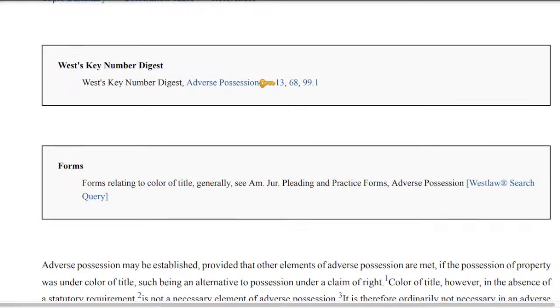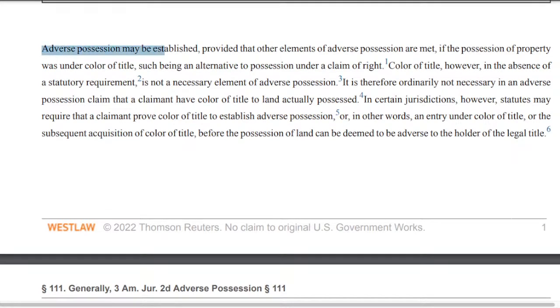So section 111, generally: adverse possession may be established, provided that other elements of adverse possession are met, if the possession of property was under color of title, such as being an alternative to possession under a claim of right. Color of title, however, in the absence of a statutory requirement, is not a necessary element of adverse possession, and therefore ordinarily it is not necessary in an adverse possession claim that a claimant have color of title to land.